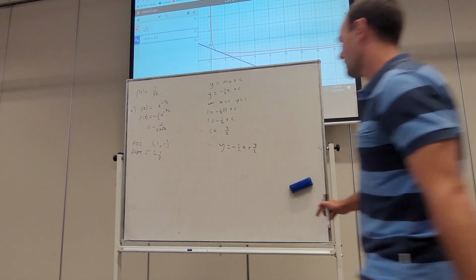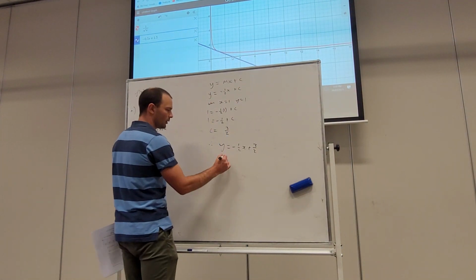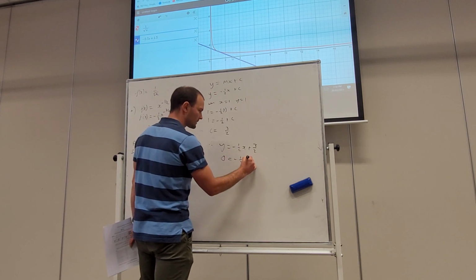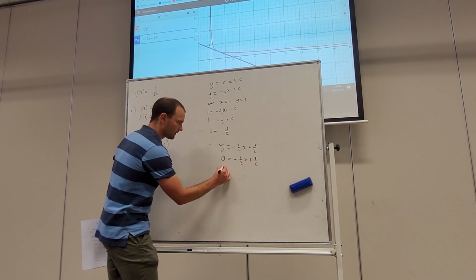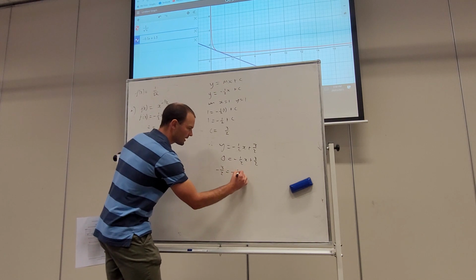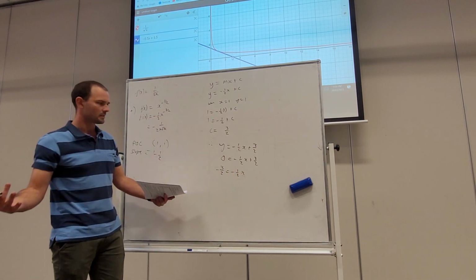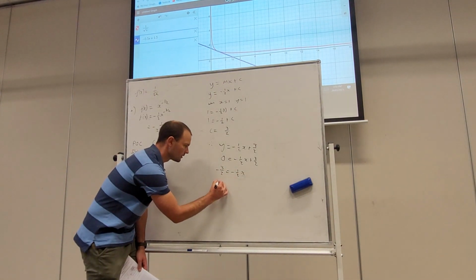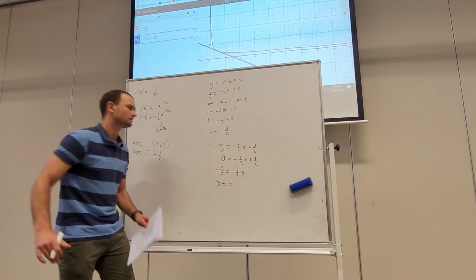How can we get it algebraically? It's when y is 0. We have 0 equals minus half x plus 3 on 2. We have minus 3 on 2 is minus half x, times both sides by minus 2. We'll have 3 equals x.